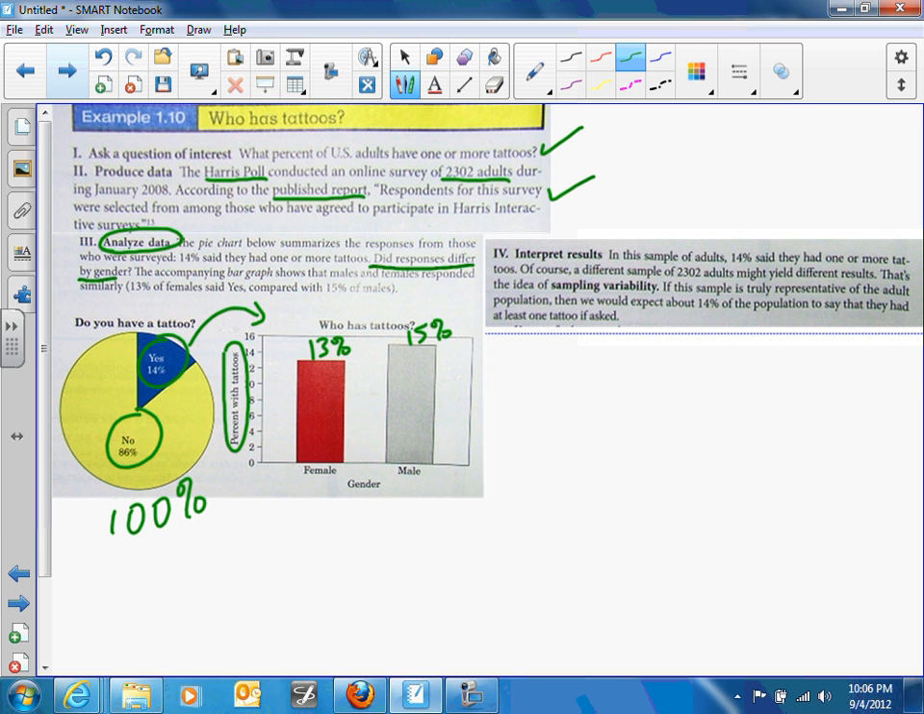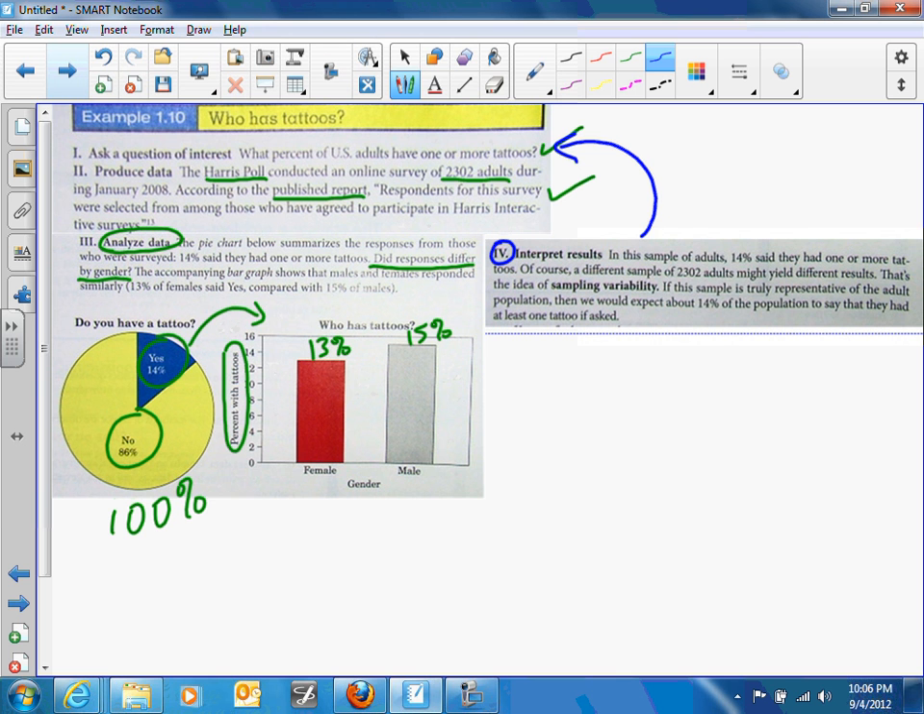Not too much. All right, and you can be very specific about that. And the last thing we're going to do is we're going to interpret the results. Notice, interpret the results. And basically this restates and answers the question of interest. So notice it's going to answer that question.